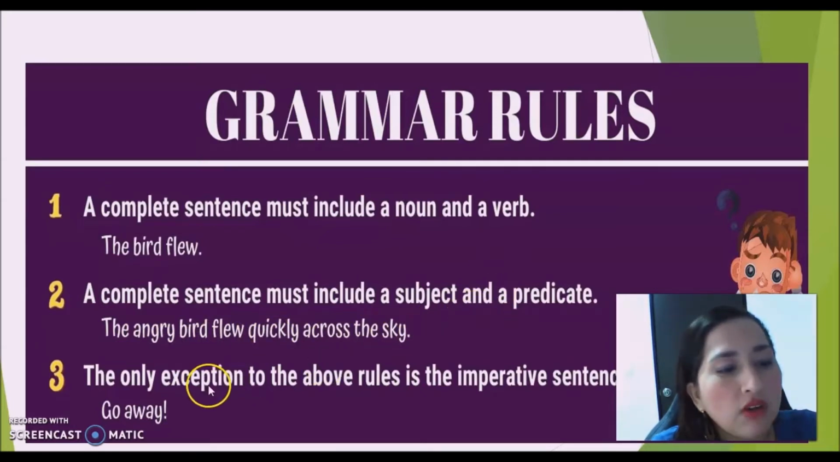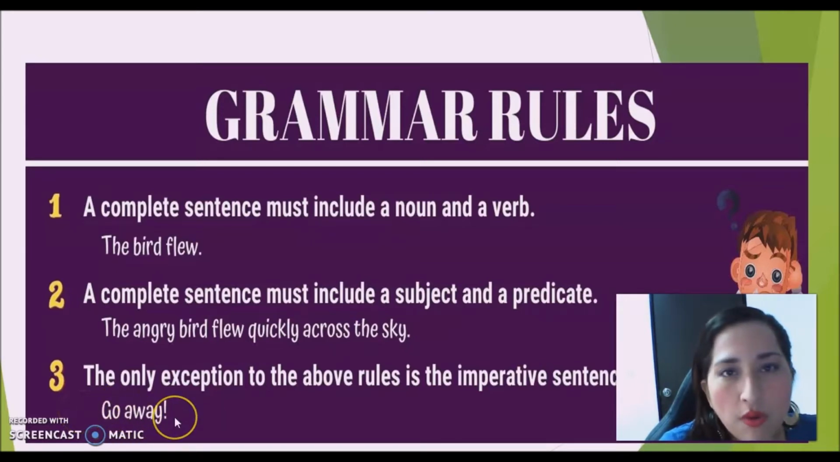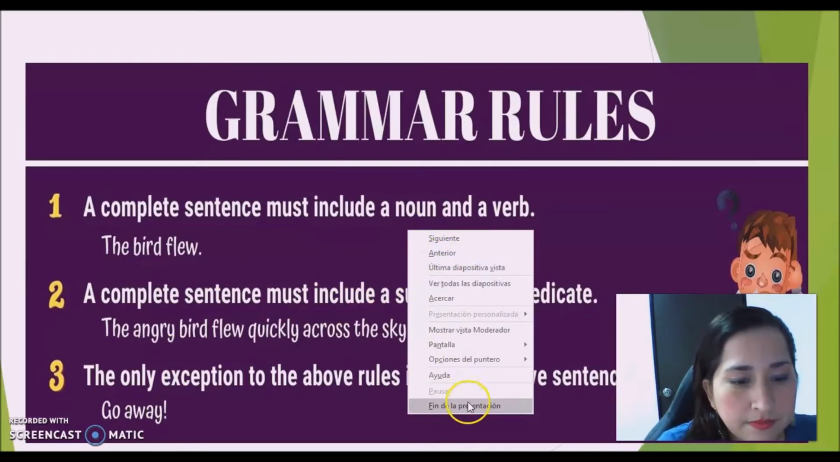Number three, the only exception to the above rule is the imperative sentence. Go away, do homework. Those are imperatives. Imperatives are short sentences that indicate orders. In this case, we don't have a subject or noun. The sentence starts with the verb. Go away, do exercise, stop smoking. Those are examples of imperatives.